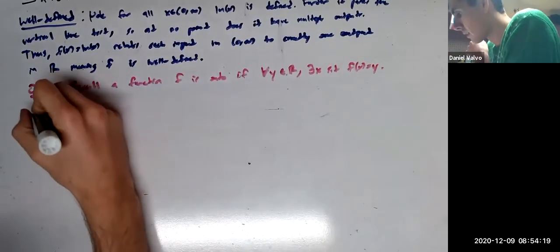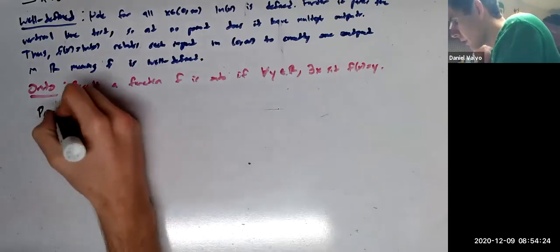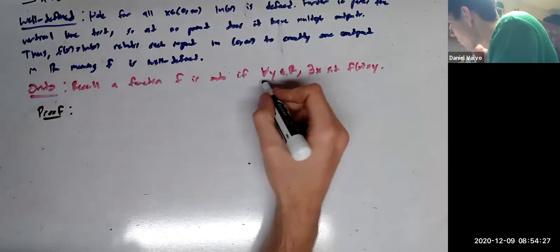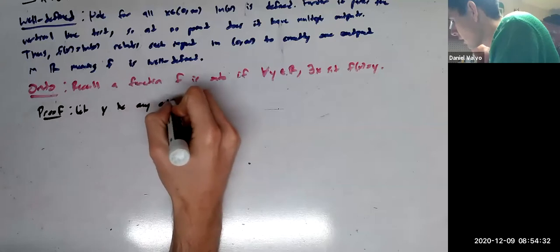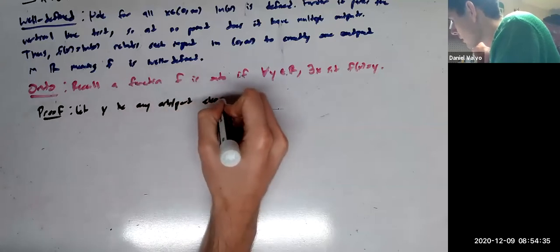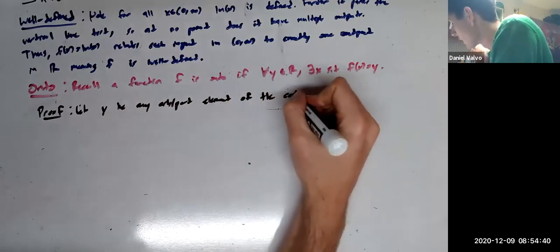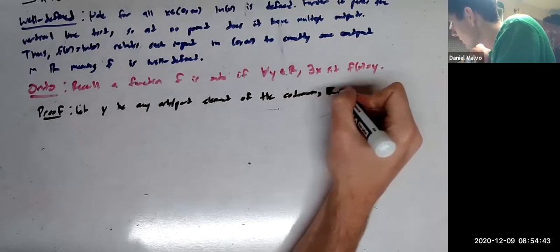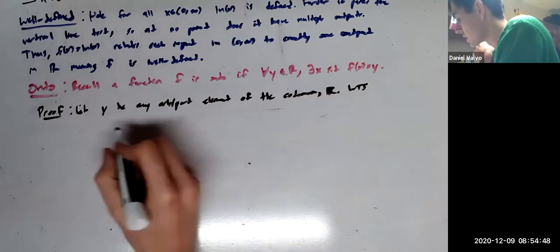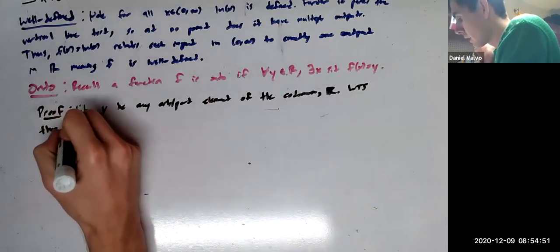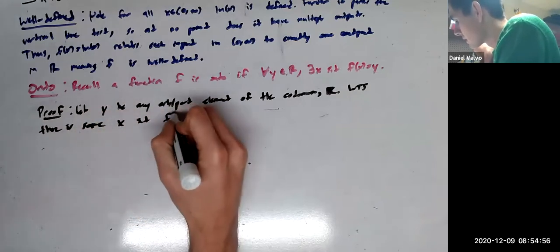All right, proof. Our proof goes like this. We want to prove a for all statement here. So we're going to say let y be any arbitrary, particular element of the codomain, which here is R. And now we want to show that for all y in R, there is some x such that f of x equals y.